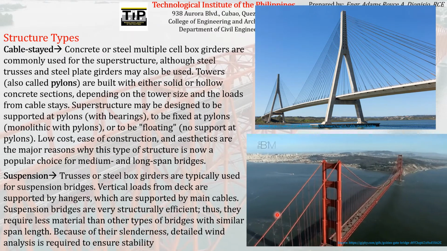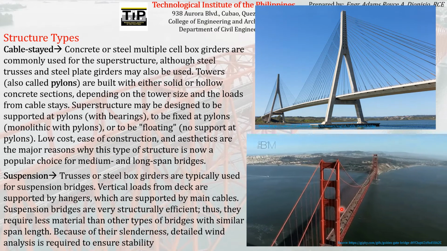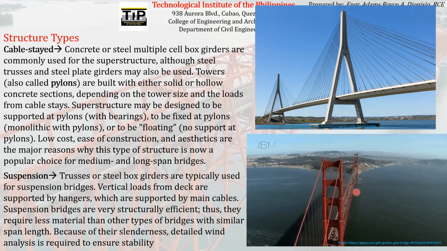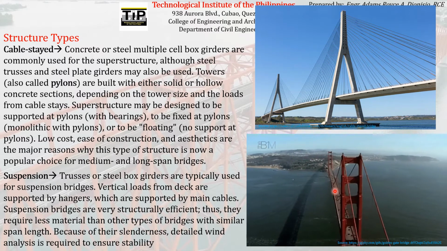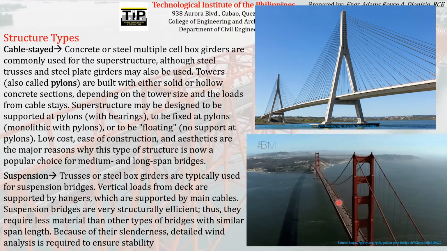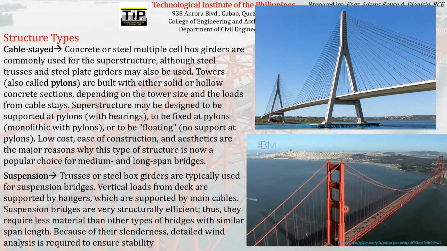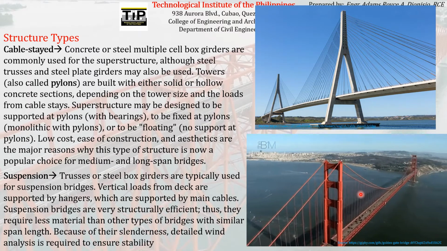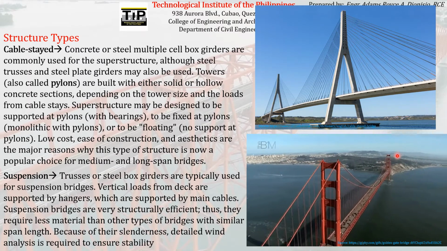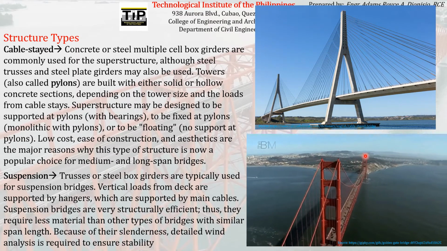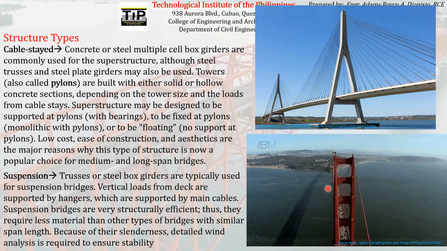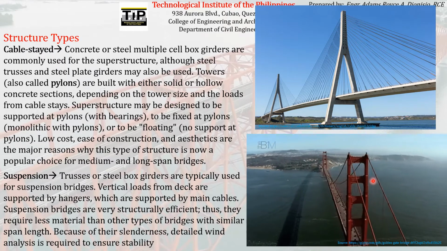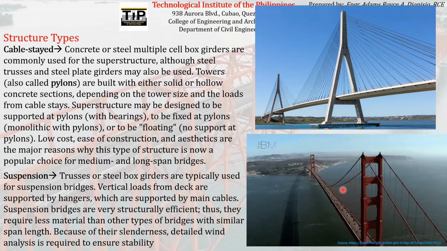So in a suspension type of bridge structure, the superstructure or the deck is being supported by hangers. These are the vertical cables that you are seeing here. These hangers are attached to a main cable, and then these main cables are attached to the main supporting towers.